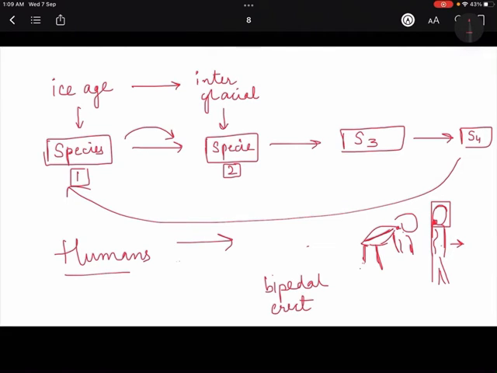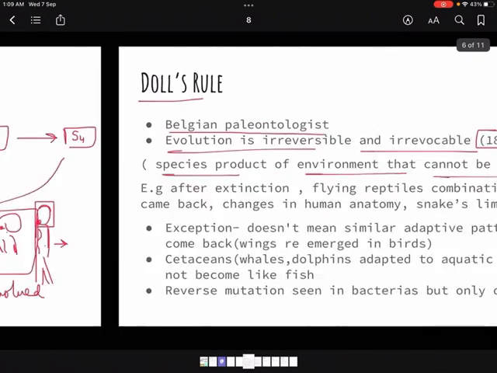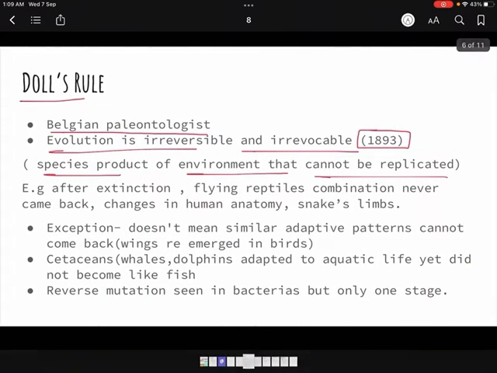Okay, more evolved, having complex brains. Okay, so is it possible to go back to being this species again? Right, so different, very unique environments created these changes in humans, which are not possible now to go back to. Right, this is what Dollo was trying to explain.